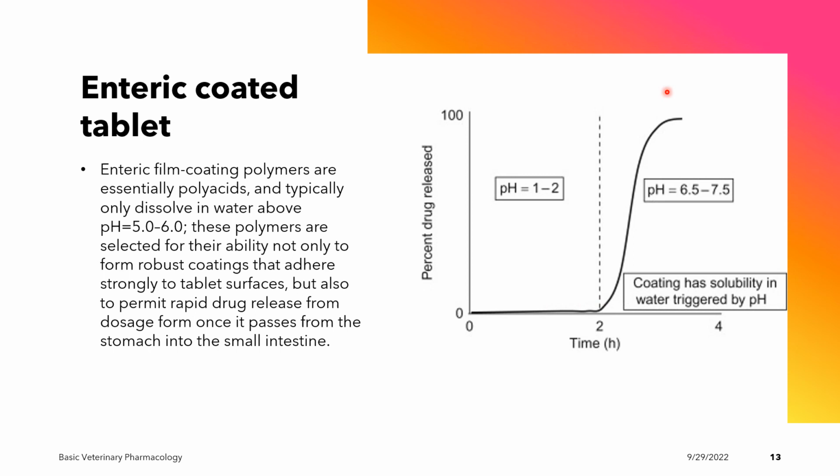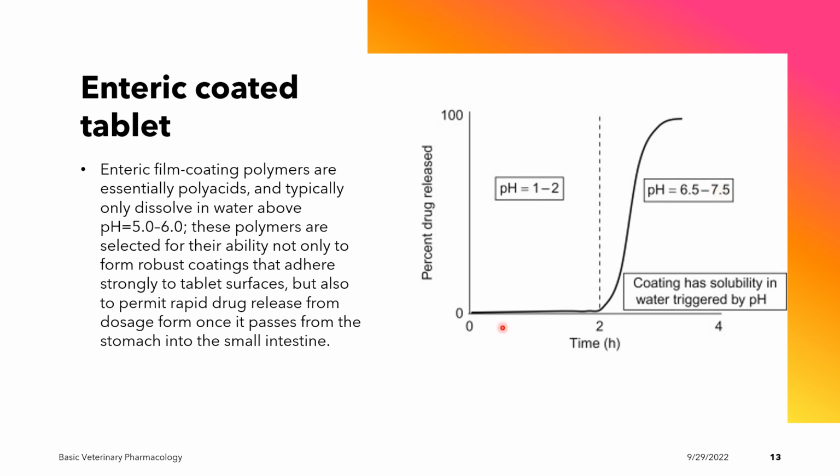This graph represents the drug release in terms of the pH of the medium or solution. The y-axis represents the percent of the drug that is released, and the x-axis represents the time after the drug is administered. From this point to this point represents the time that the drug stays in a medium with a pH of 1 to 2. After 2 hours, the drug goes through another compartment with a pH of 6.5 to 7.5.